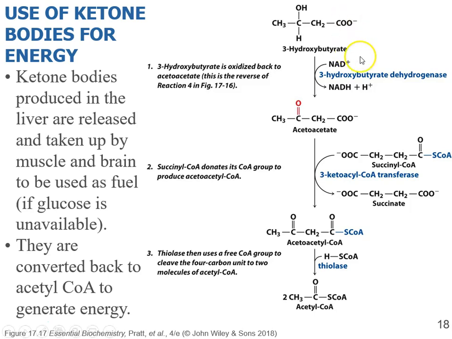So what happens when the ketone bodies are released into the blood is that other tissues can take them up. So the heart muscle can use ketone bodies. The brain can use ketone bodies. The brain would much rather have glucose, but it can use ketone bodies in a pinch. So these tissues will take up either beta hydroxybutyrate or the acetoacetate. And then there are enzymes in these cells that will convert these things back to acetyl-CoA, and then the acetyl-CoA will enter the citric acid cycle, and then those tissues can generate energy from these ketone bodies.